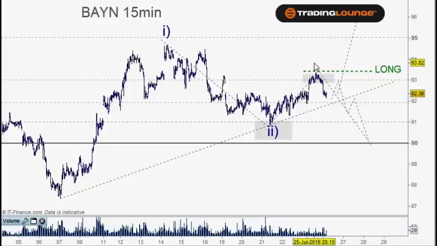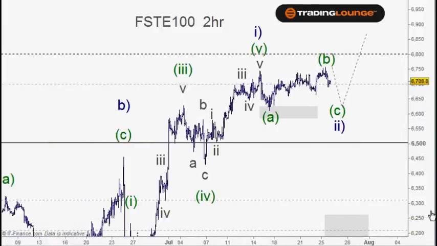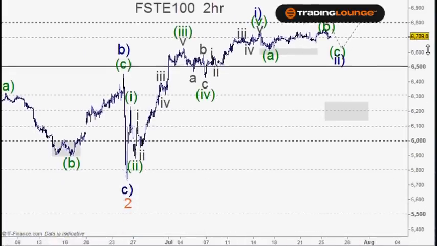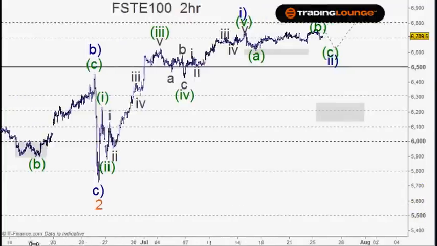So a lot of these stocks are showing their way as such. If I go to the FTSE now, it's the same thing with the FTSE as well. Now, the FTSE, we've got it labelled like this here, with this wave 2 low in here.